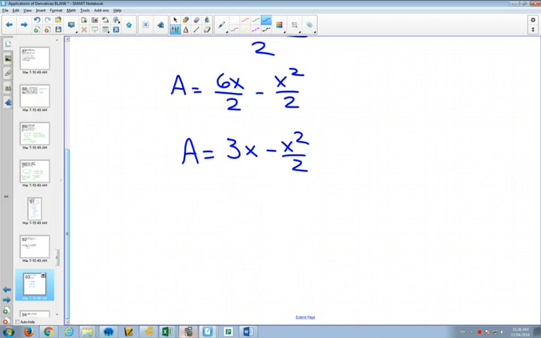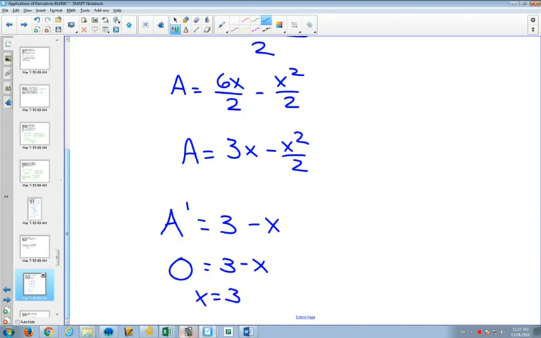So now, what would our derivative look like? Well, it's just going to be 3 minus 2 comes out in front. That'll cancel out with that 2 on the bottom. Subtract 1 from the exponent, and you just get 3 minus x. Setting that equal to 0. This is not a calculator question. Will give us x equals 3.